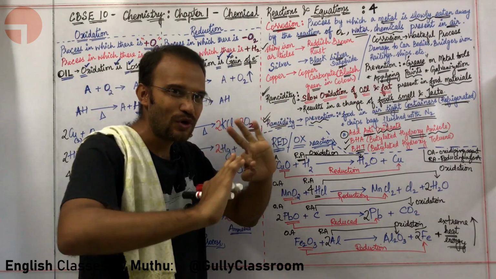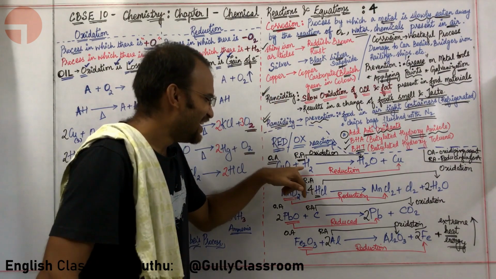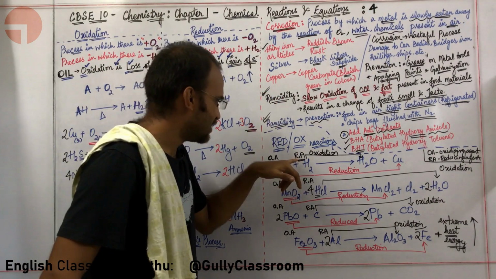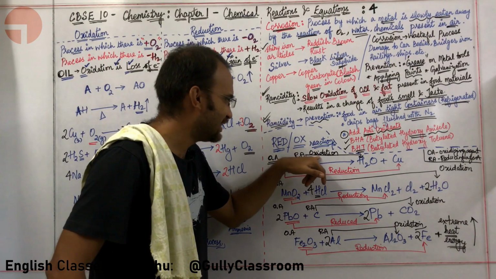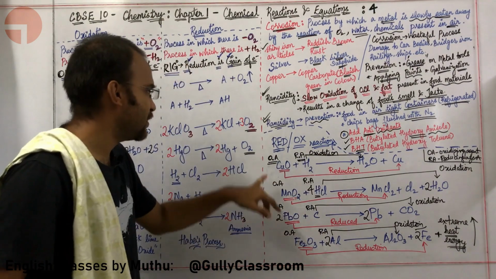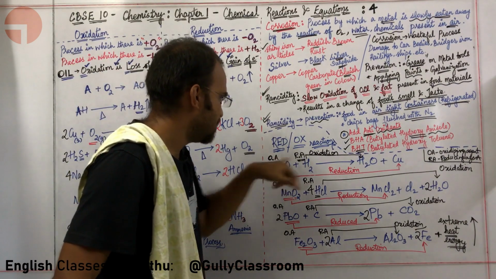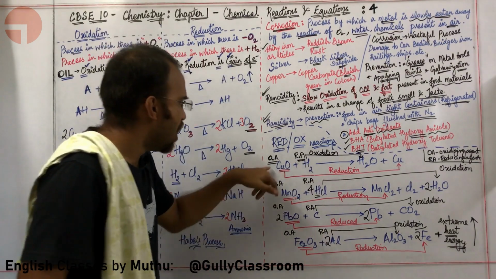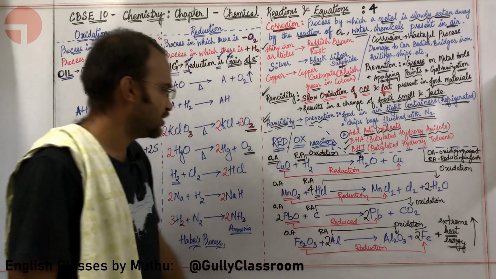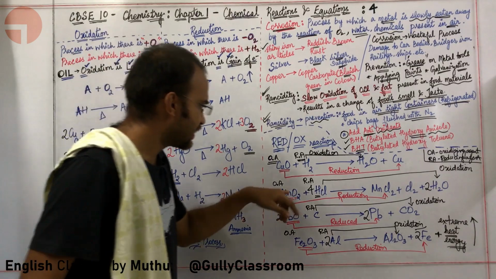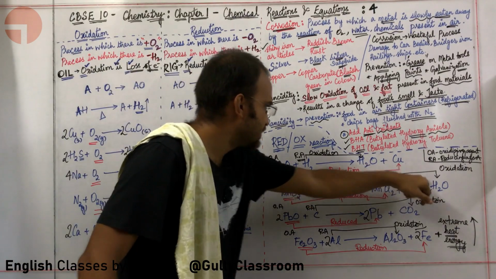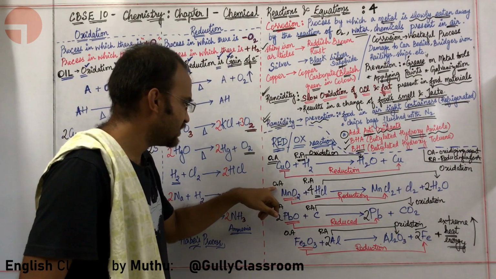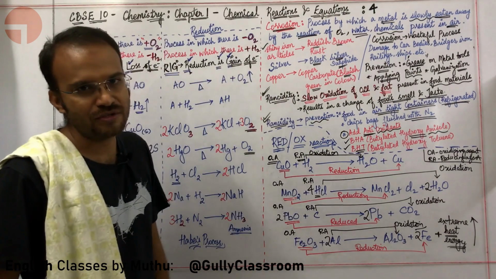In reverse. Ulta ho gaya. Let me repeat myself. Reducing agent is getting oxidized. In a similar way, oxidizing agent is getting reduced. Once more. Here, reducing agent is getting oxidized. Oxidizing agent is getting reduced.